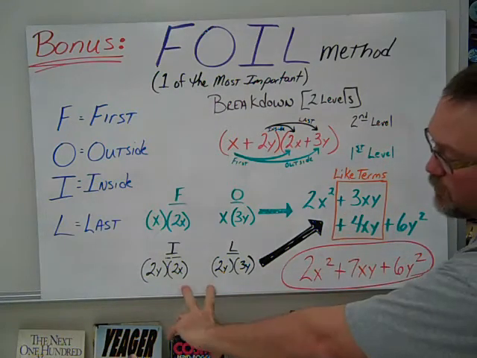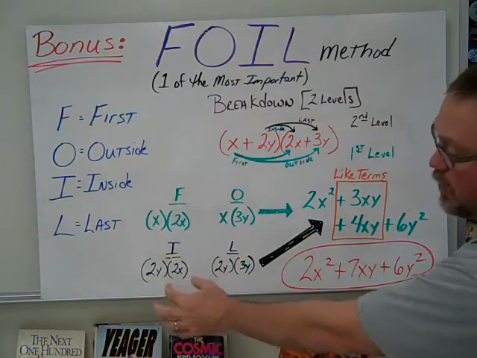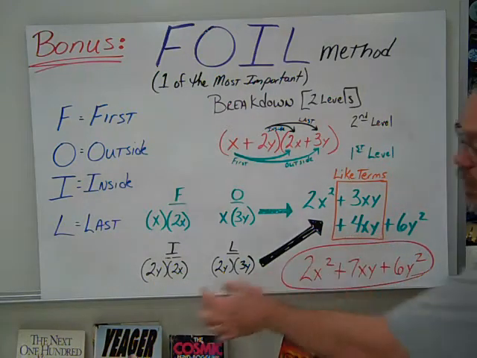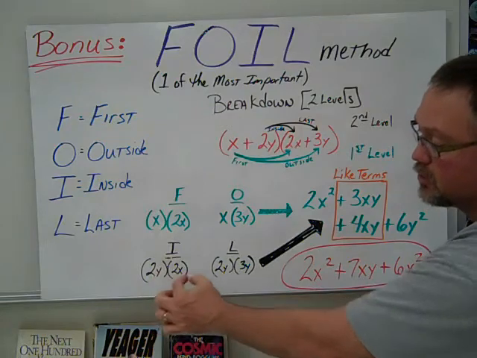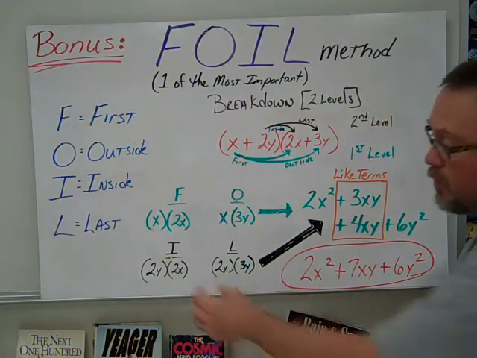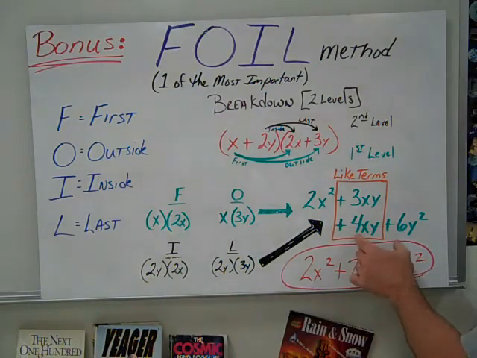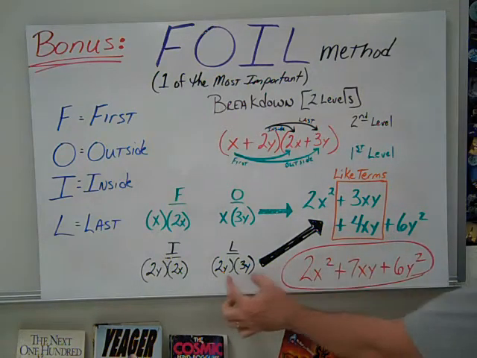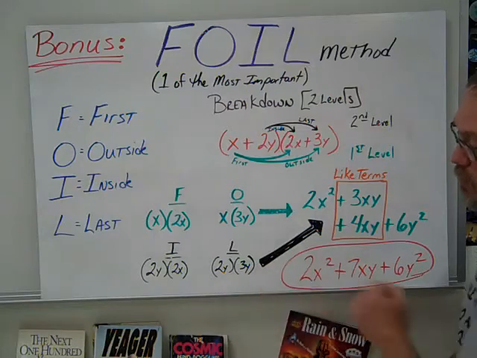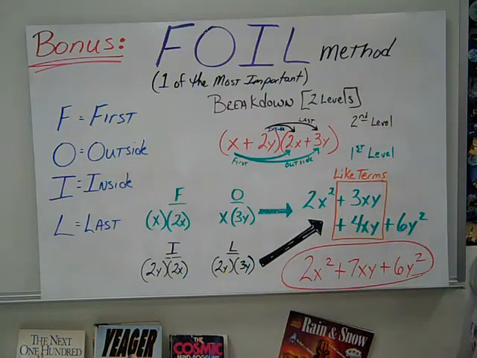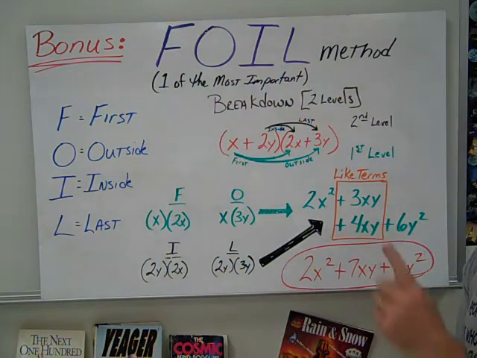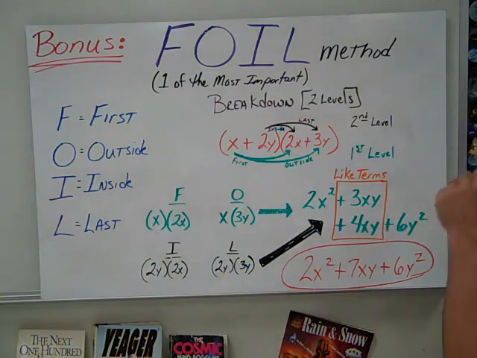Our second level comes from our inside and last. So our 2y, 2x gives us 4xy. So again, we don't have like bases, so we bring the numbers or the letters together. We multiply the numbers. So we have 4xy. Our last term gives us our last part, and that's 2y times 3y. That gives us our 6y squared. Again, like bases, add my powers, 1 plus 1 gives me 2.